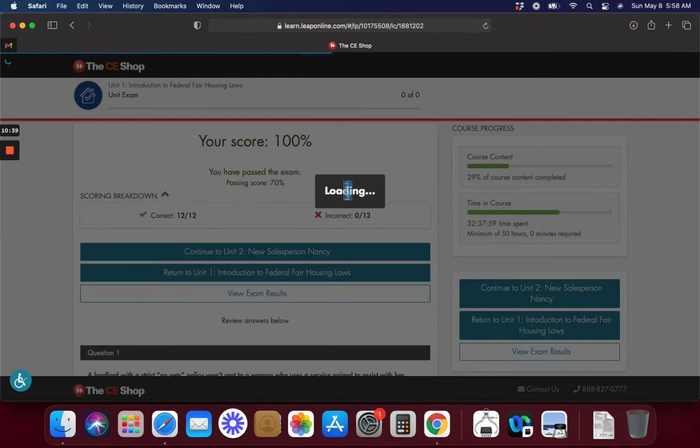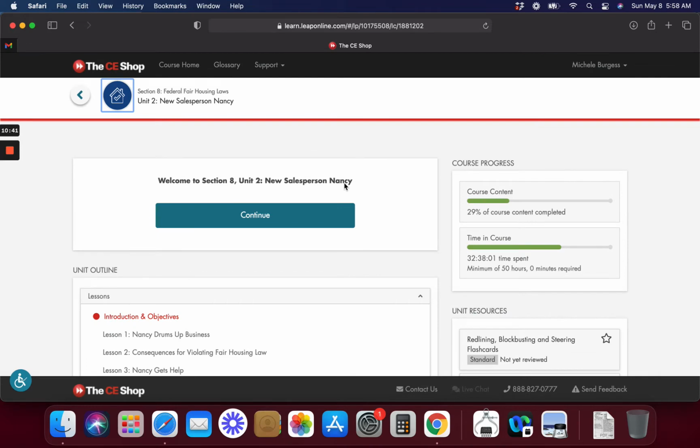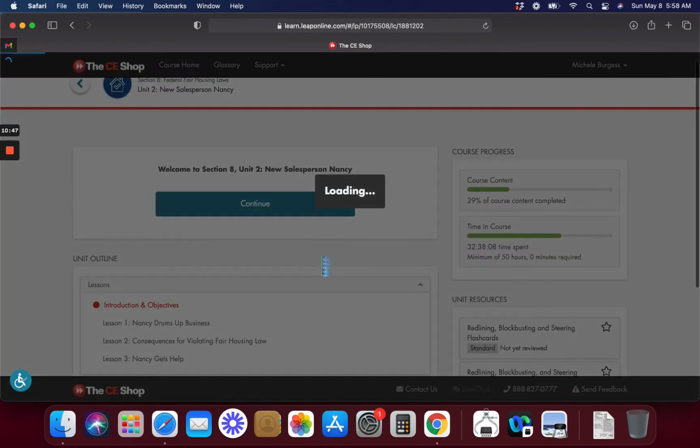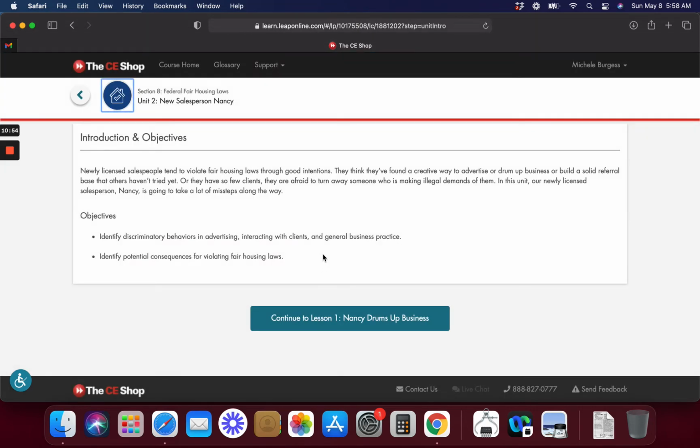All right, I do believe we are still on federal fair housing laws, okay? This is what we're going to talk about. I don't think we're going to finish. We'll see how long these lessons are. I don't know how far we're going to get into this.